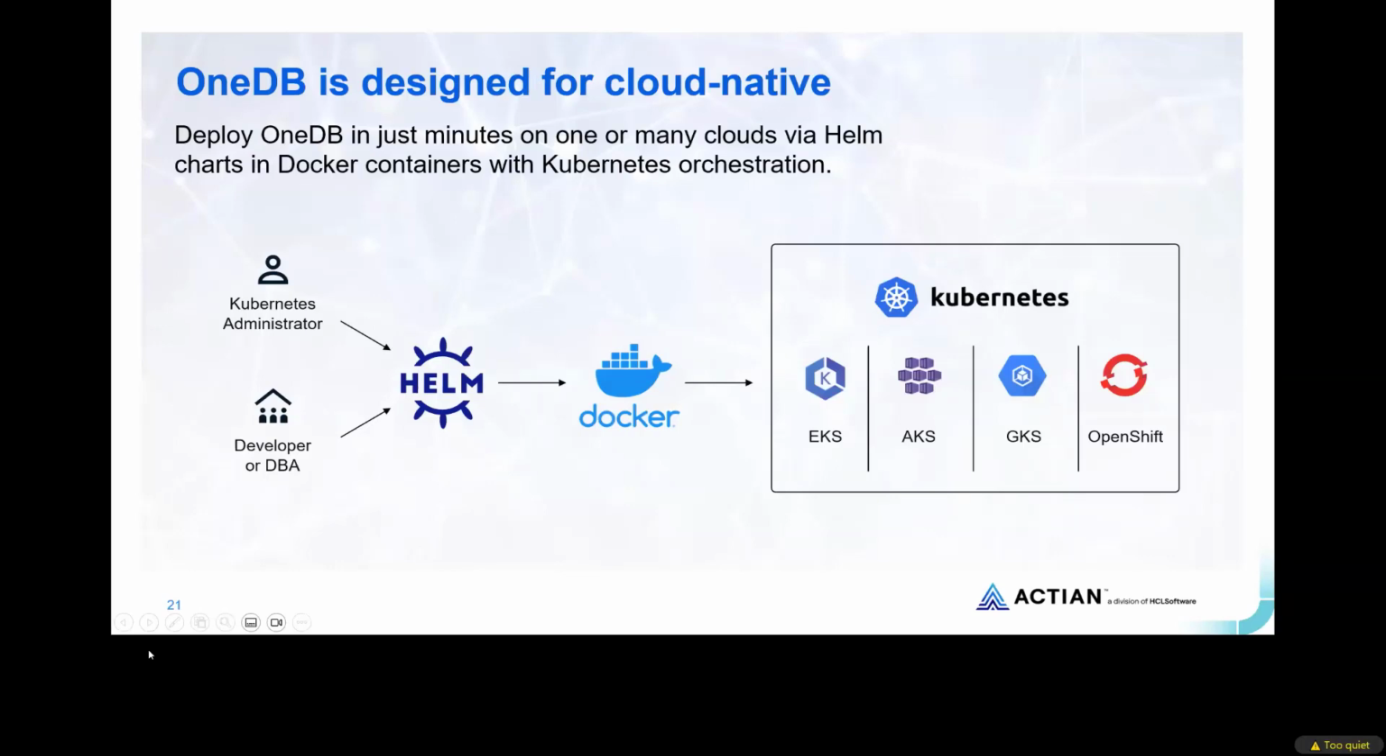OneDB was designed for success in a cloud-native future for our customers who are looking to modernize their stack and their applications. We have the ability to deploy OneDB on one or many clouds with little fuss via Helm charts and Docker containers with Kubernetes orchestration. We're available on all the major hyperscalers, including Azure, Amazon, Google, and Red Hat OpenShift. Again, if you're interested in kicking the tires, we have sandboxes available that you can deploy on HCL Sophie. Next slide, please.